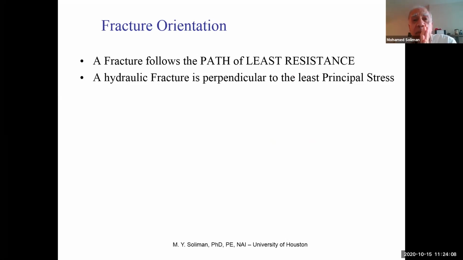The one thing you have to remember, like anything in nature, is that when you move from one point to another, you want to follow the path of least resistance. If you are sitting at home and you want to go out, the path of least resistance to get out of the door, you go down the stairs, and so on. The same thing with fracture. It has to follow the path of least resistance. What is the path of least resistance for a fracture to go in the formation?